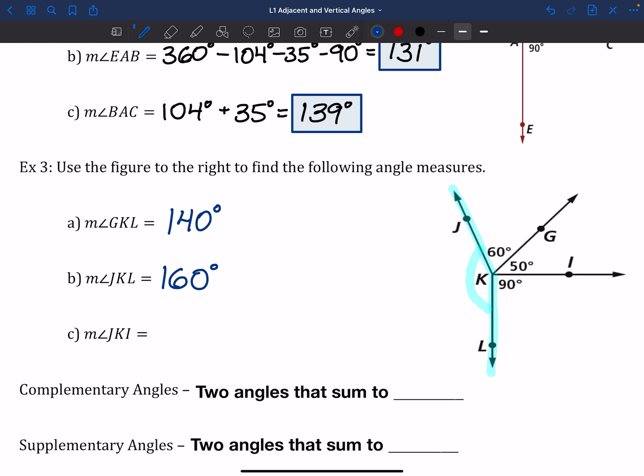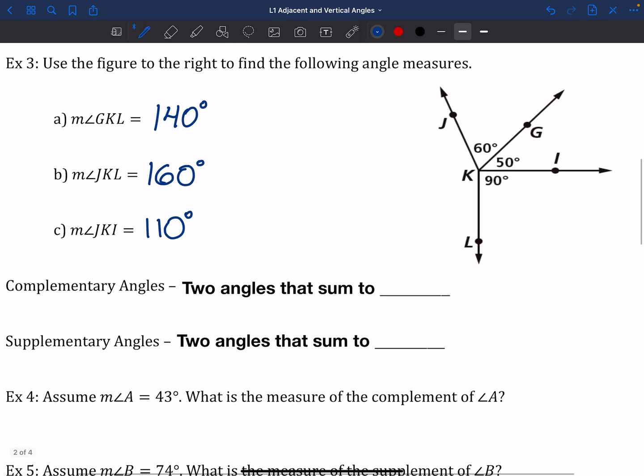For that last one, JKI, we're looking right over there. It's made up of those two pieces there. 60 plus another 50 is going to give us 110 degrees. And that's all we need to do. We're just adding up these different pieces. Sometimes you're subtracting them from 360, but all together, that's what we're working on.